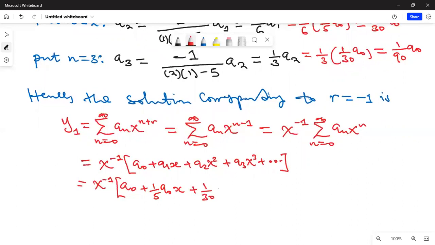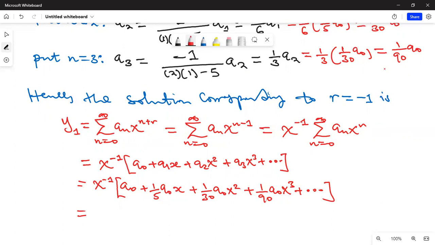1 over 30 a naught x squared. The other one is 1 over 90 a naught x cubed plus so many other terms. You could go up to a4, a5, etc. But to save on time, as long as you know how the series starts, that will do, because this is an approximate solution. So it will not give you the exact solution.